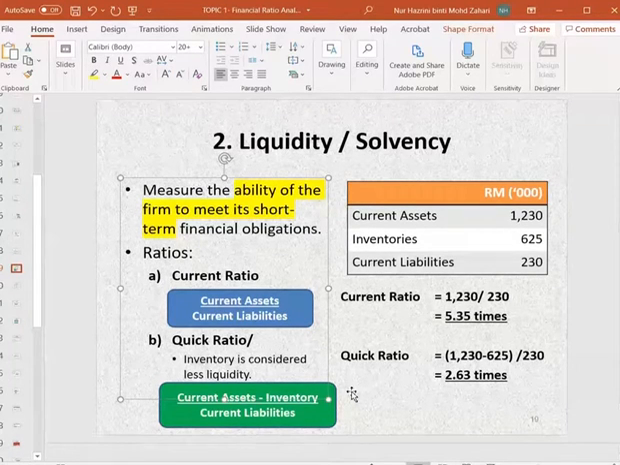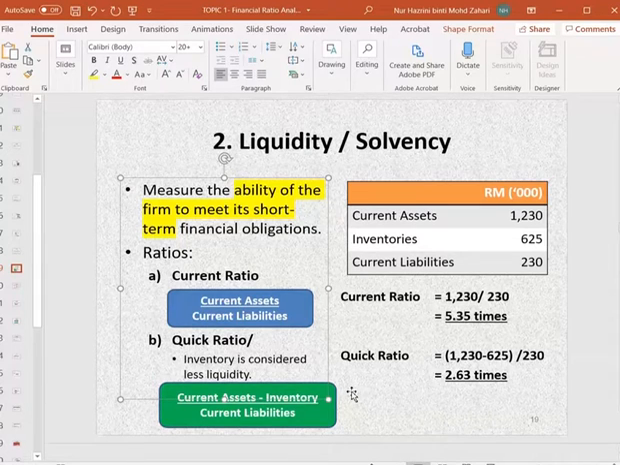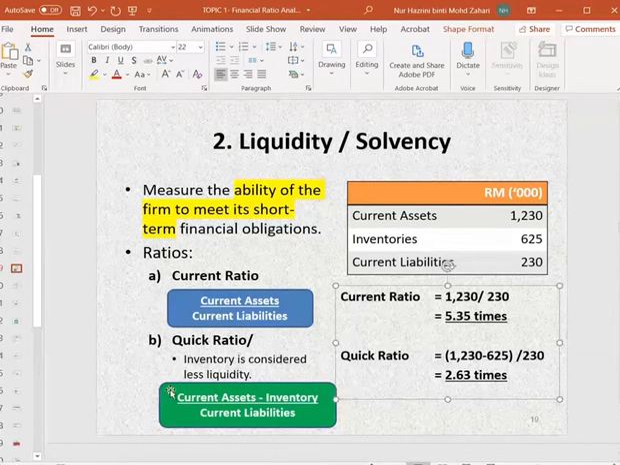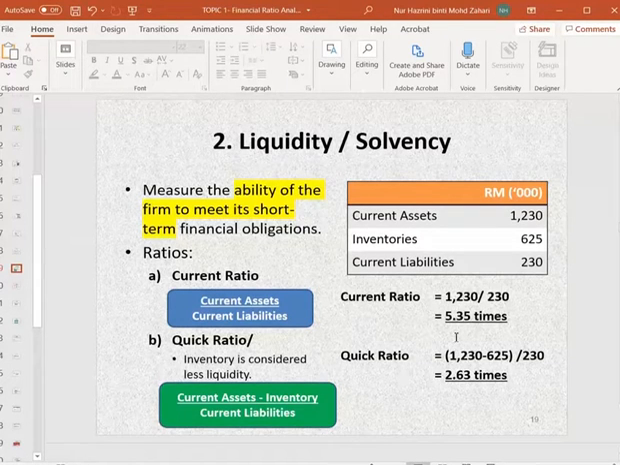For example, you have cash and bank, those are your money. No problem, it's already liquid. You have account receivable, you can ask people to pay back the money to you. You have inventory, you cannot ask people to buy your inventory, so it is considered a less liquid asset. So for the quick ratio, we will take the current asset, take out the inventory because inventory is not really liquid, and divide by current liability.